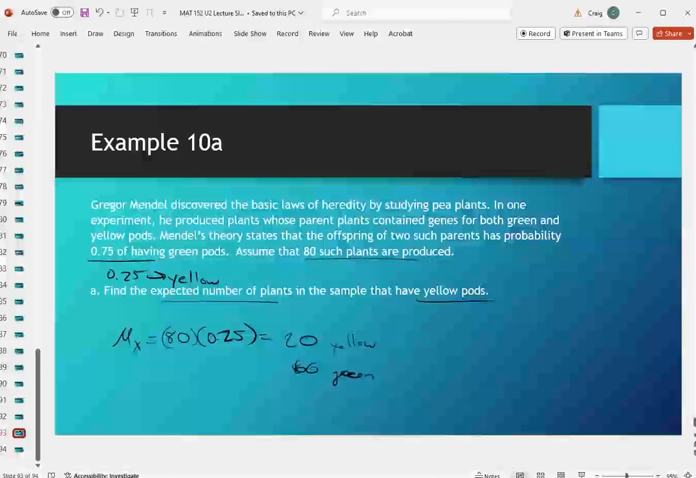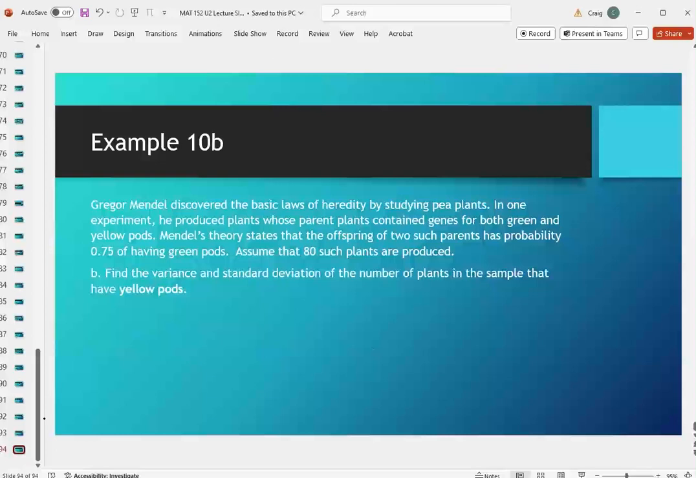Now I think we want to find the variance and the standard deviation for the yellow pods. And so again, the variance is where we want to start first. N times P times 1 minus P, in this case, 80 times the probability of a yellow pod is 0.25. Green pod is 0.75. Notice here that it won't matter because you're just going to multiply them anyway. And so the variance should be 15.